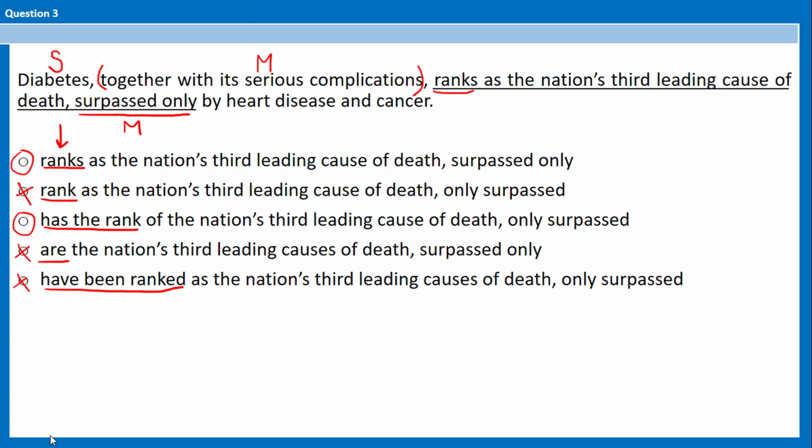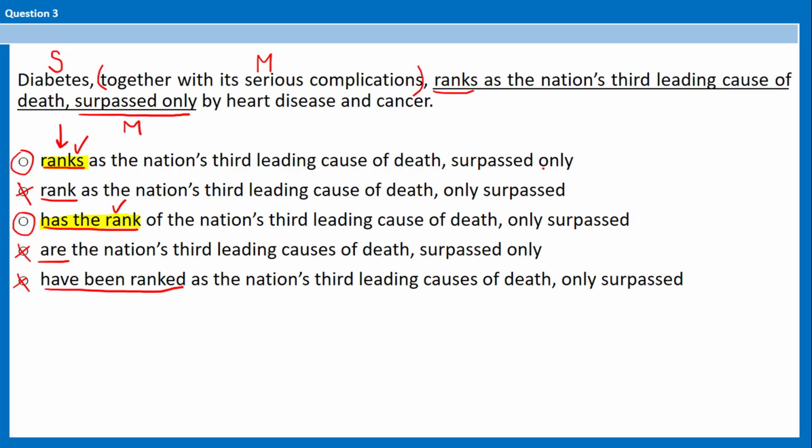Well, there are a couple of things. First, ranks is 1 word versus has the rank is 3 words. Now it is not idiomatic to say that diabetes has the rank. Diabetes doesn't have anything, okay? In addition, as we mentioned in question 1 and 2, the GMAT generally prefers verbs to nouns. And notice that ranks is a verb, while the rank is a noun. So when the GMAT uses nouns rather than verbs, the structure is wordier, longer.